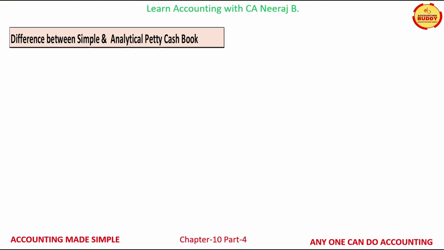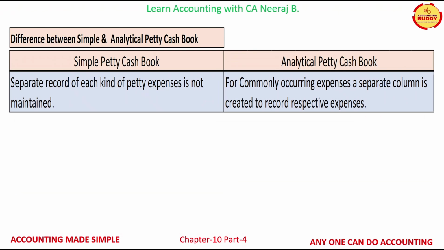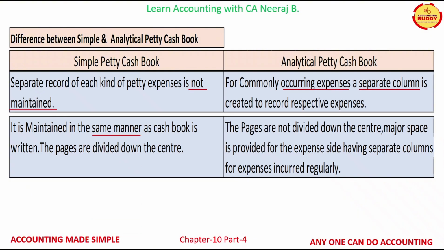Let us understand the difference between the simple and the analytical petty cash book. In a simple petty cash book, a separate record of each kind of petty expense is not maintained. Under an analytical petty cash book, for commonly occurring expenses, a separate column is created to record repetitive expenses. A simple petty cash book is maintained in the same manner as the cash book is written. The pages are divided down the center. Whereas in an analytical petty cash book, the pages are not divided down the center. Major space is provided for the expense side, having separate columns for expenses incurred regularly.